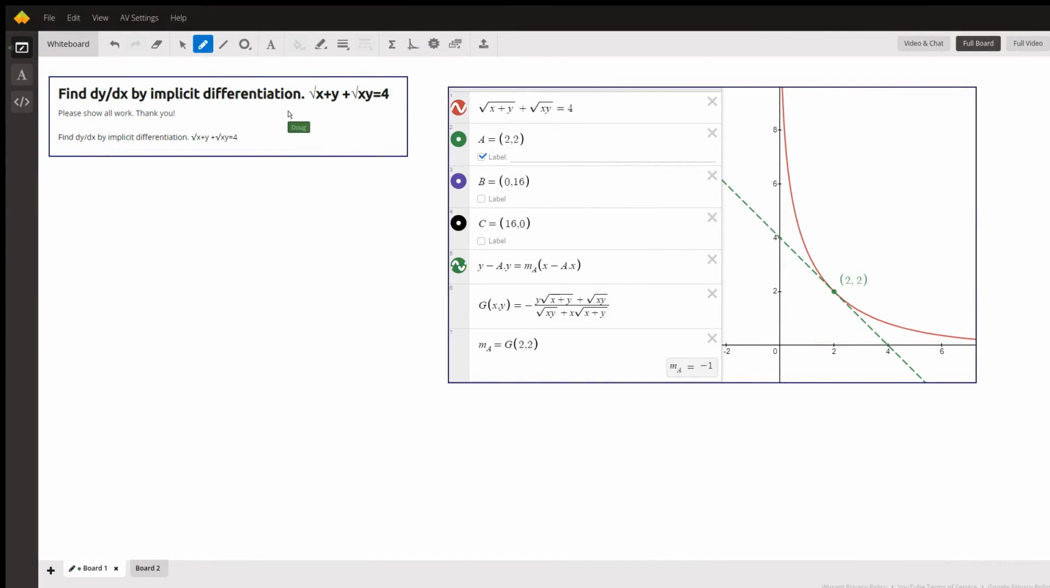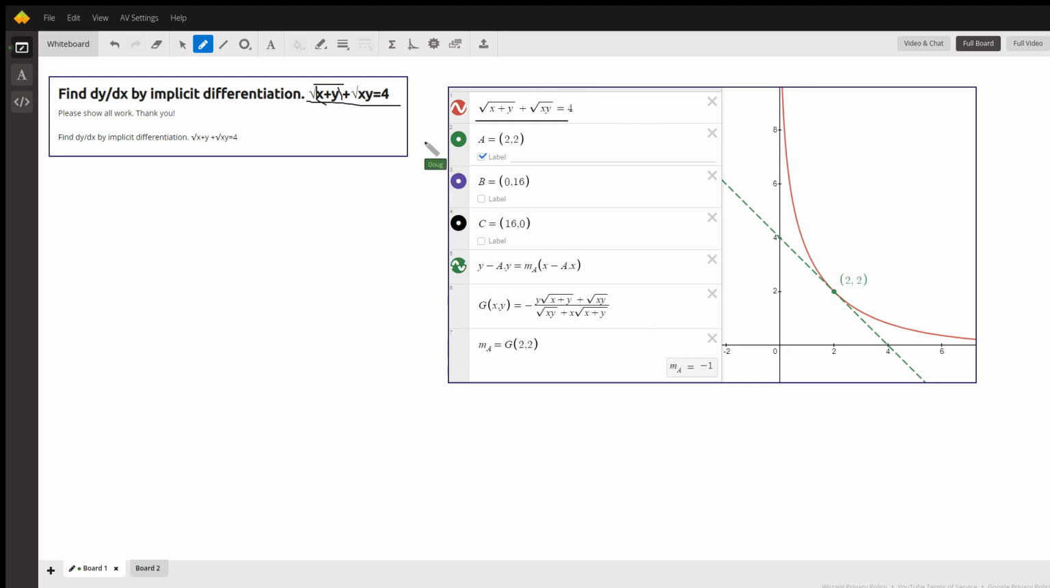Okay, we have this implicitly defined function right here, assuming that this x plus y is under the radical. And you're asked to find y prime or dy dx by implicit differentiation. Here's the graph of that function right here. It actually stops at (0, 16) and (16, 0).